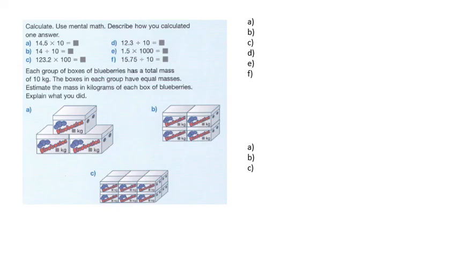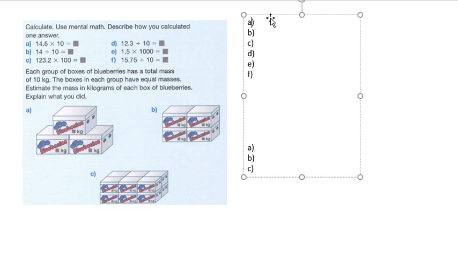Let's do a little bit of review here. So this section asks us to calculate using mental math and describe how you calculated just one of the answers. So let's solve these using mental math. For A, we're asking for 14.5 times 10. So this is the equivalent of saying 10 times the 14.5. So add 14.5 10 times.